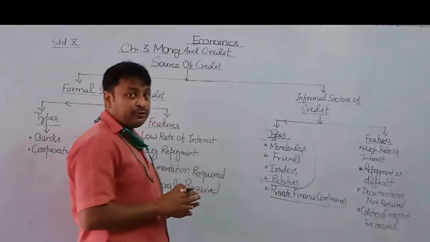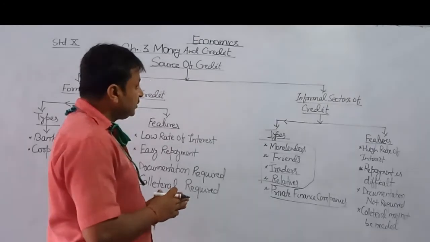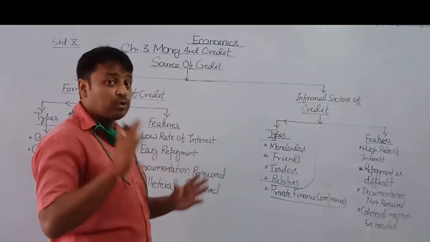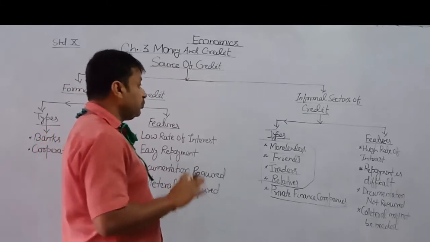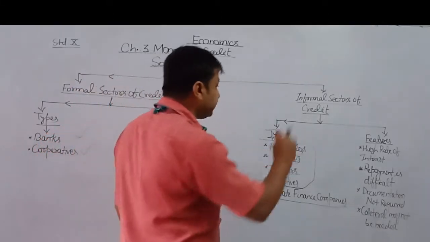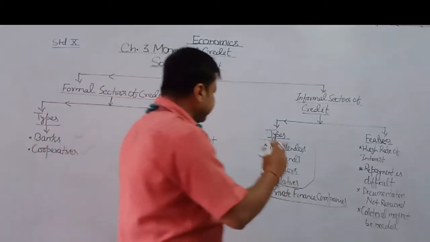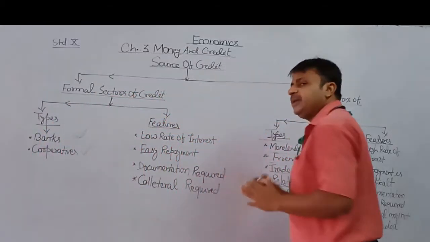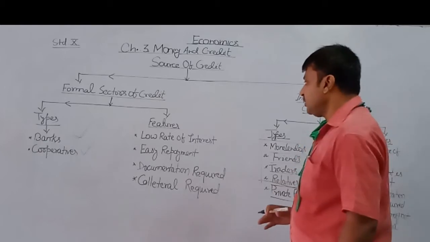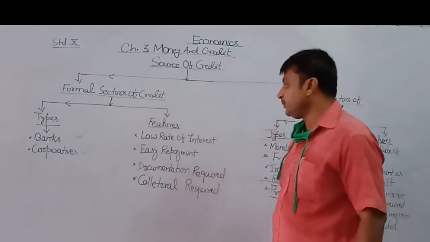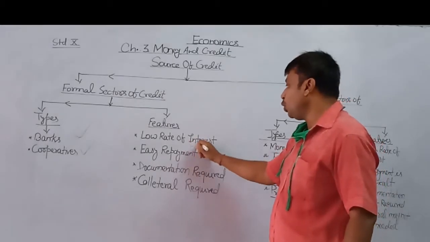Now, features. See the features, then we can understand the difference between informal and formal sectors of credit. This is one of the important questions. You may be asked, what do you mean by informal sector of credit, or what do you mean by formal sector of credit? If we see this particular flowchart, you are able to write the answer. See the features. As far as formal sectors of credit is concerned, one has to pay low rate of interest.